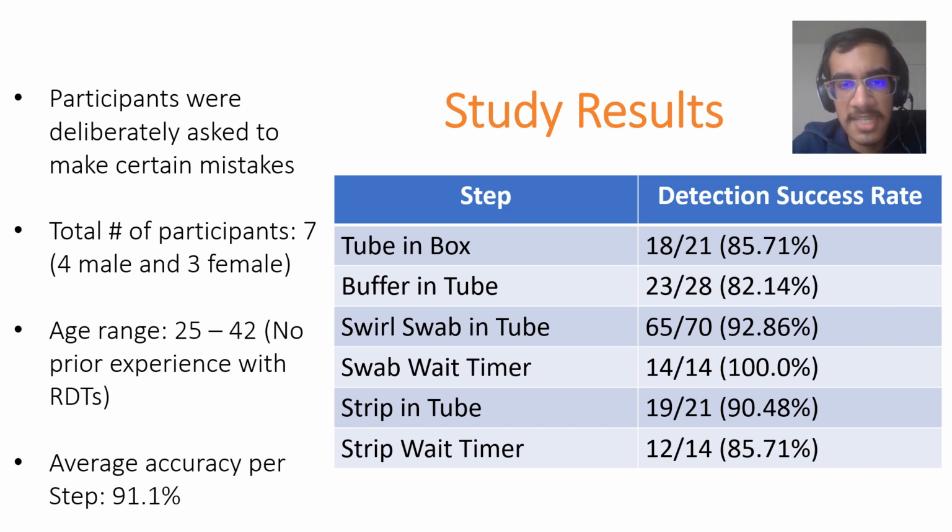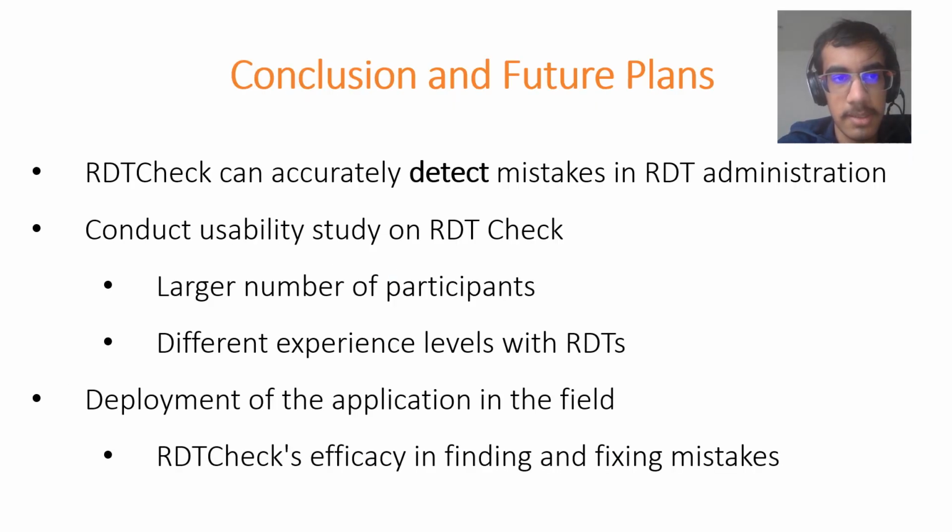As you can see from the table on the right, we place a special emphasis on the swirling the swab in the buffer solution case. This is because one of the most common errors in swab-based RDT tests is improper swirling of the swab with the buffer solution. Thus, we wanted to ensure that the RDTCheck application could detect that error with a high enough success rate and could provide users feedback on how to correct that mistake. Through our initial study, we were able to show that RDTCheck can accurately detect mistakes in RDT test administration.